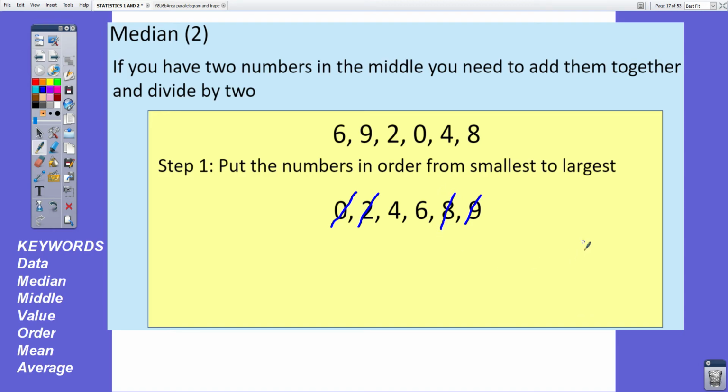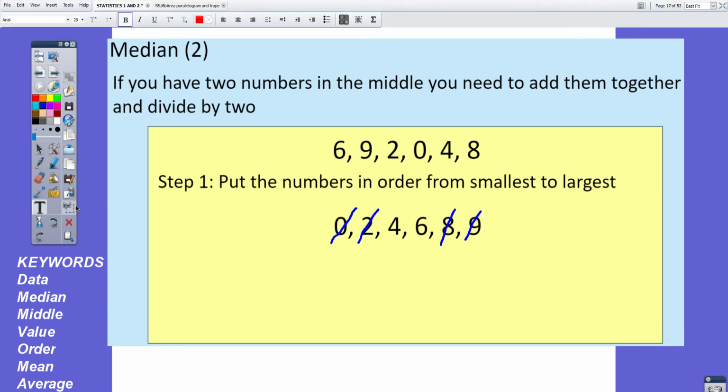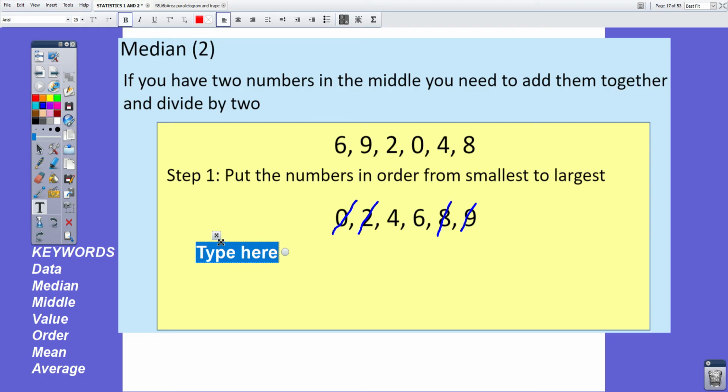Now, I said that you might end up with two medians. Well, we can't actually have two medians. That's not the way this works. Yes, in the previous lesson we saw that we could have two modes. We cannot actually have two medians, so we have to do something special. We add together 4 and 6, and that equals 10. Then we divide that by 2, which equals 5, and that is our median. Median equals 5. So to get our median, we add together the two middle values and divide by 2.